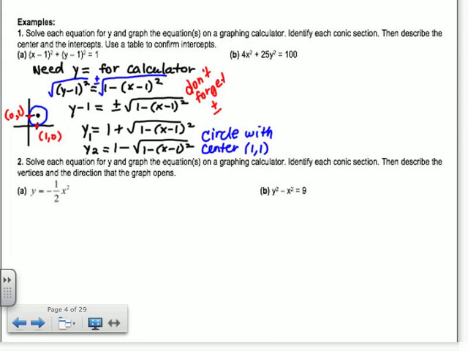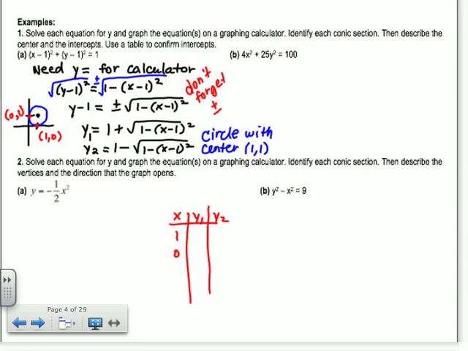All right, when you guys hit table, table gives you like a t-table. So under x, you can put in different values for x. So let's see what you get when you plug in 1 and what you get when you plug in 0. And it will give you y1 and y2. Okay, so y1 is the 1 plus the square root, and y2 is 1 minus the square root.